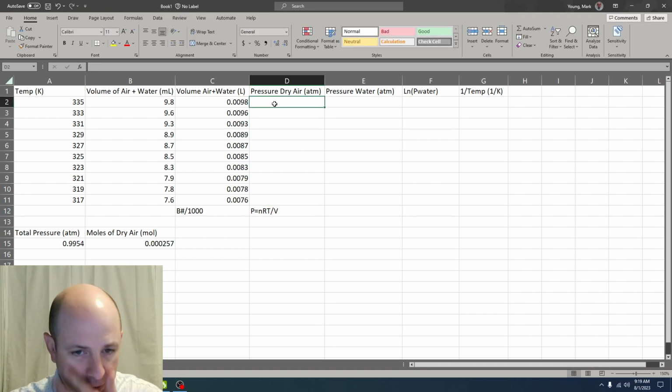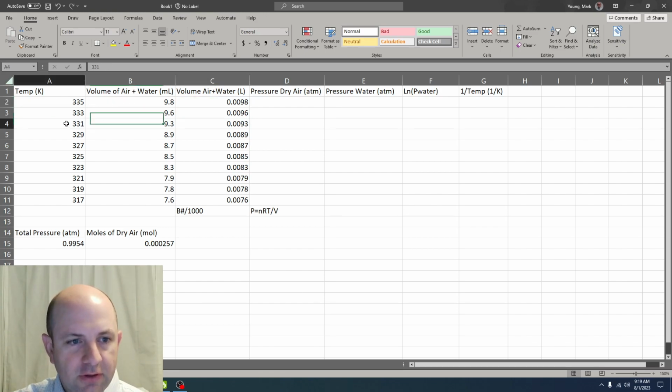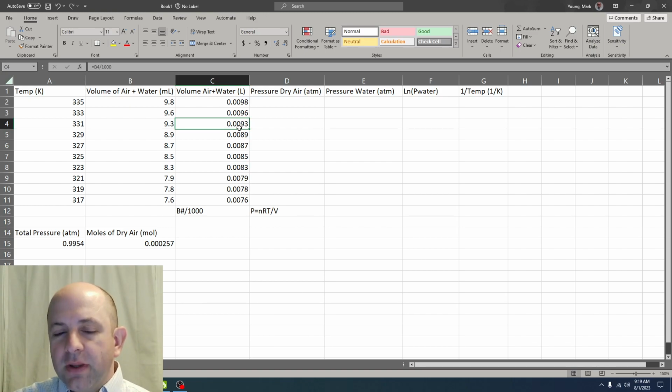You say, okay, well, where did that come from? Well, my pressure is what I'm solving for. The moles are coming here from the moles of dry air. R is the gas constant, so okay, that's there. Temperature is going to come here from the A column. I got my Kelvin temperatures, and my volume is now coming from here. And so you see, oh yeah, the temperature and the volume, they're lined up. If I drag this down, once I type in the equation, they'll go together, right? A3 with C3, A4 with C4, they'll all be together.